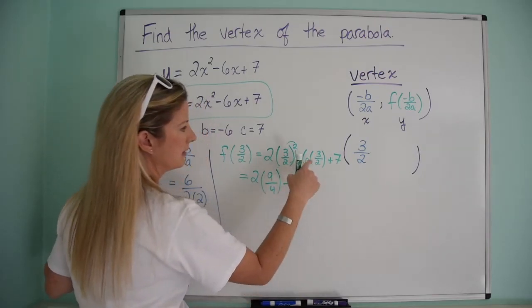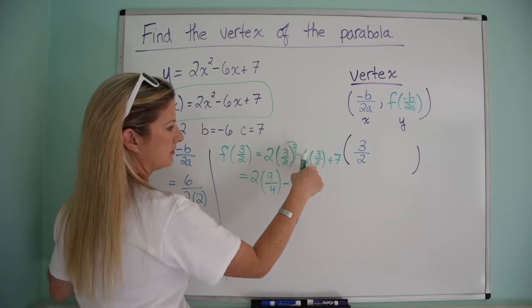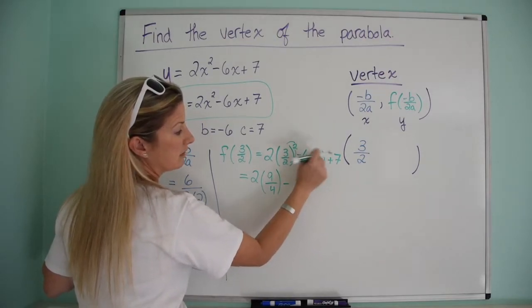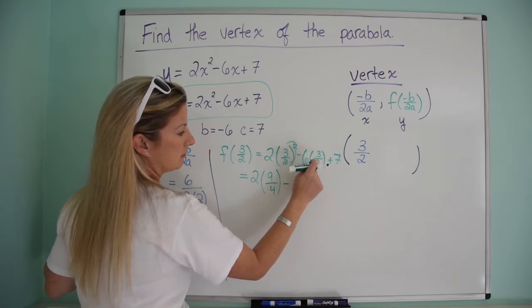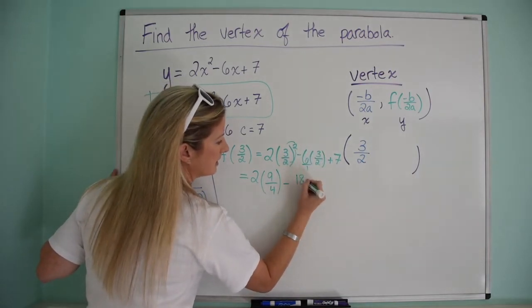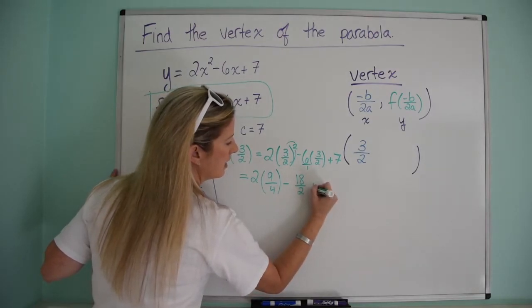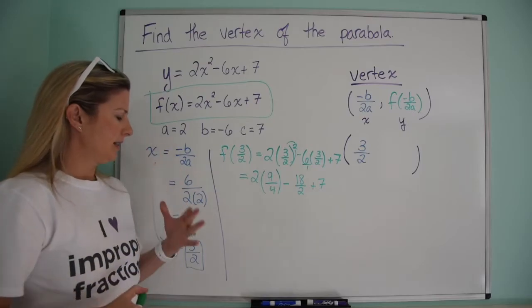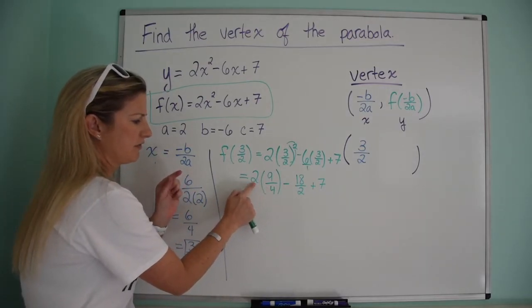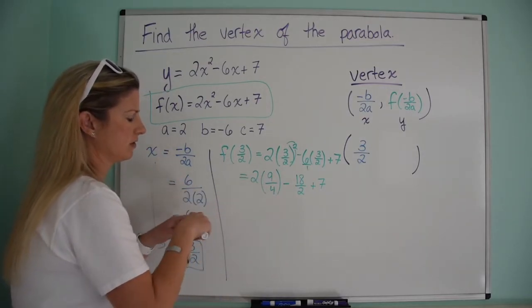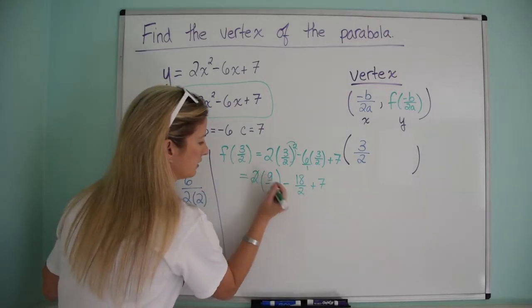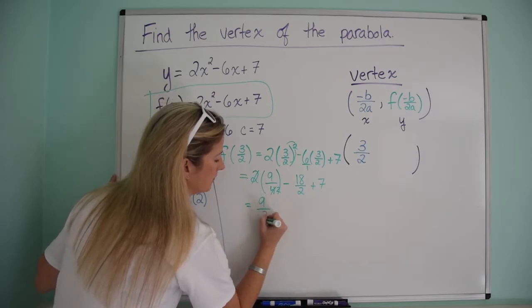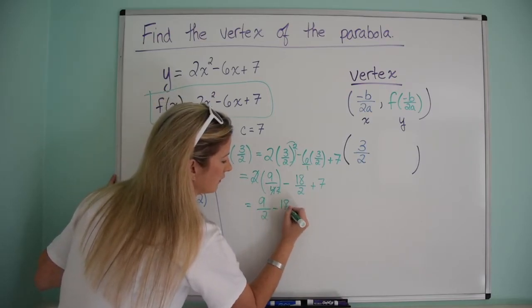Okay, minus 6 times 3 over 2. So then remember, we multiply this to the numerator because it's like 6 over 1, and then you just multiply across. 6 times 3 over 1 times 2. So that's going to be 18 over 2, and then plus 7. Okay, now look at this. We've got a 2 here and a 4 here, so we can simplify this, okay? So we can get rid of this 2 and knock that 4 to a 2, okay? So now I'm just looking at 9 over 2, minus 18 over 2.